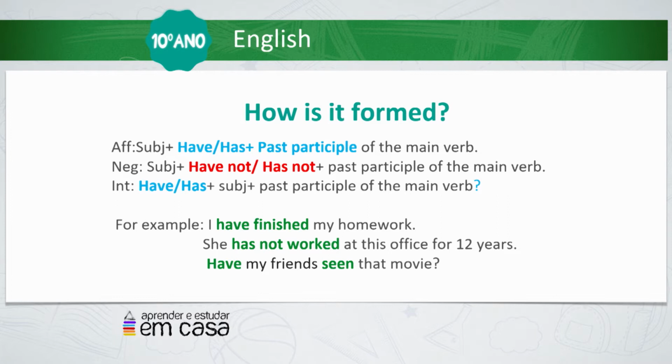The interrogative form, we change the subject and the auxiliary verb places. Here, the auxiliary verb comes first and then the subject. We have or has, depending on the subject, plus the subject, plus the past participle of the main verb, and don't forget the question mark. Have my friends seen that movie? Friends is in plural. So, if we have a plural, we have to use have.